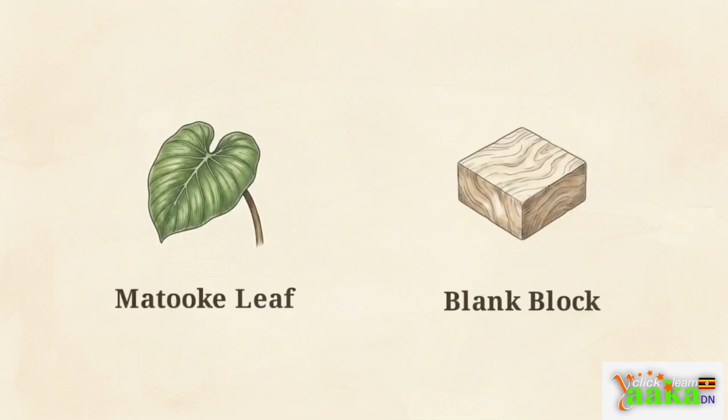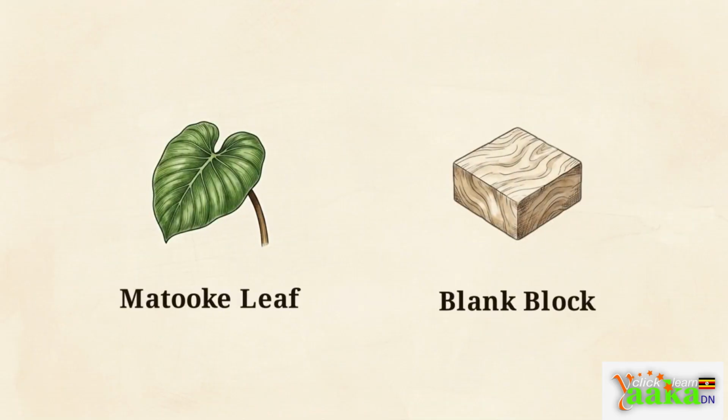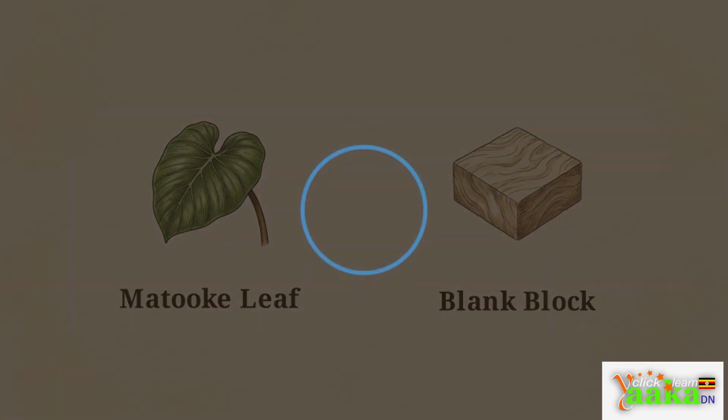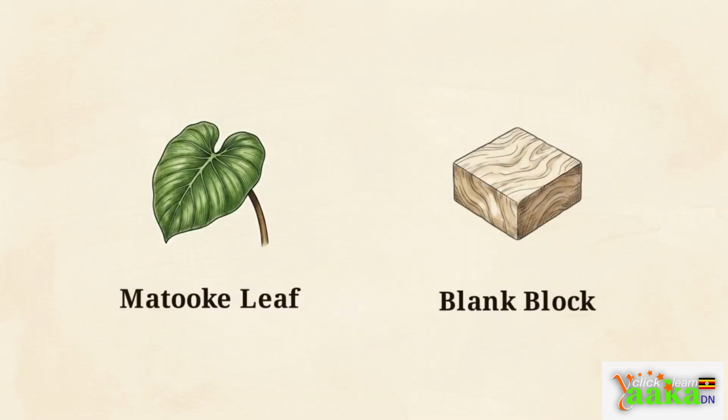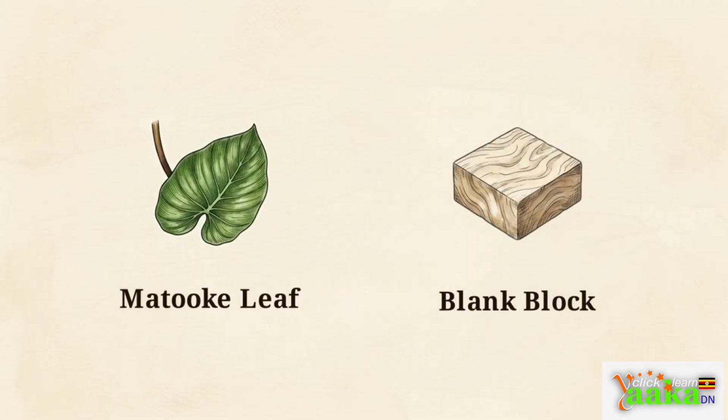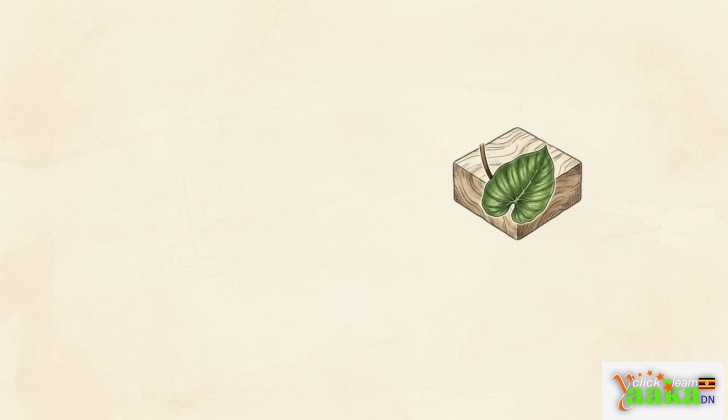This diagram shows a matuke leaf left and a blank block right. Block printing's physical constraint is that carved images print mirrored. Pause the video, draw how to carve this leaf to maintain its orientation. Ready? The motif must be flipped horizontally before carving.